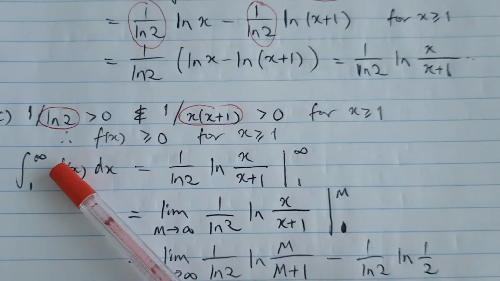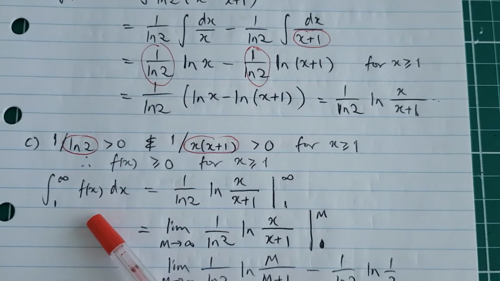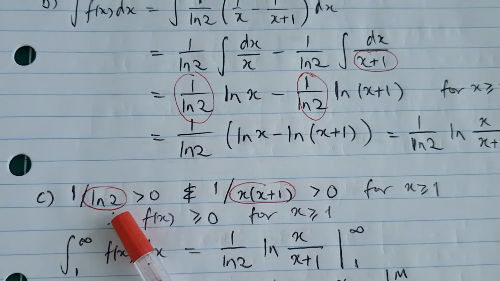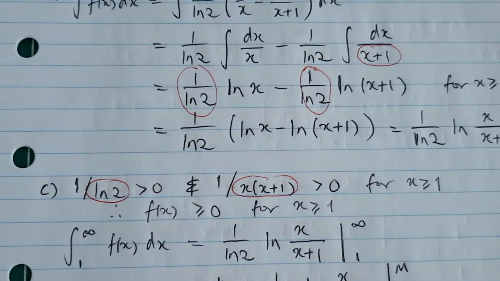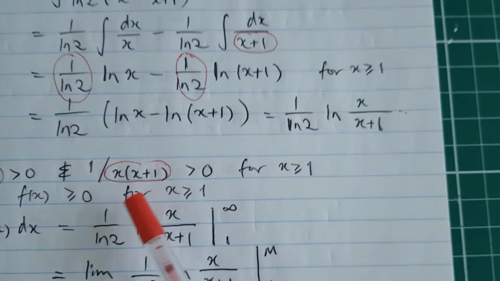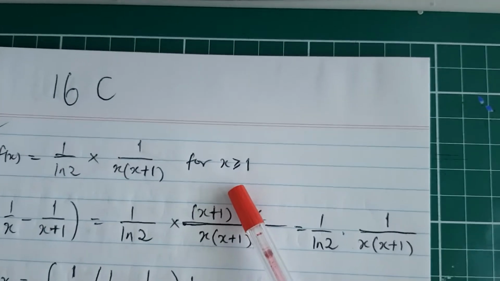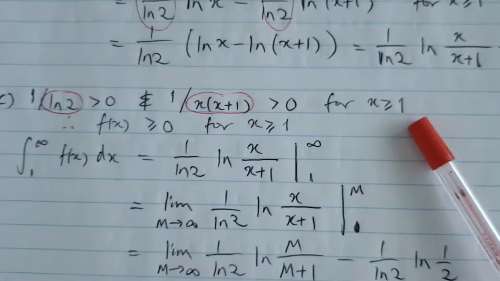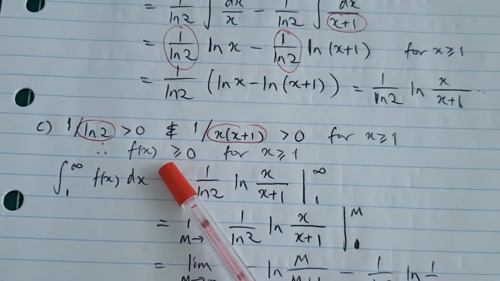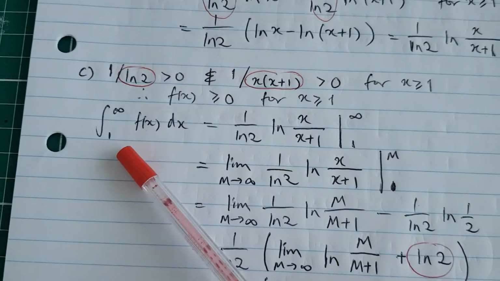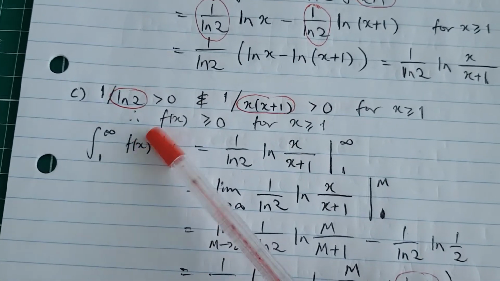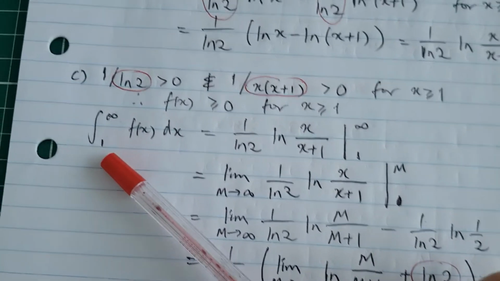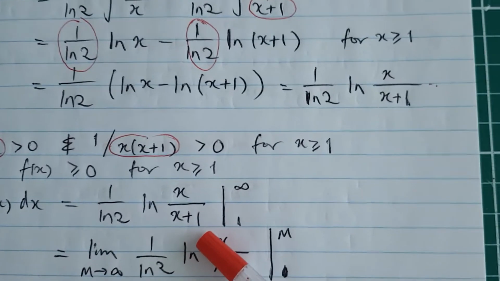Now, part C is to show that the little f of x is actually a PDF. We know that ln2 is positive, so the reciprocal of it is still positive. We also know that x times x plus 1 is positive because of the domain, so therefore the reciprocal of it is still positive. Hence, the first condition of the PDF is satisfied. Now for the definite integral in the domain of the function, which was x greater than or equal to 1, we might as well take the integral from 1 to infinity, which is that.